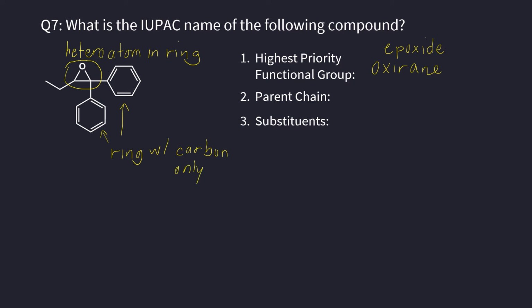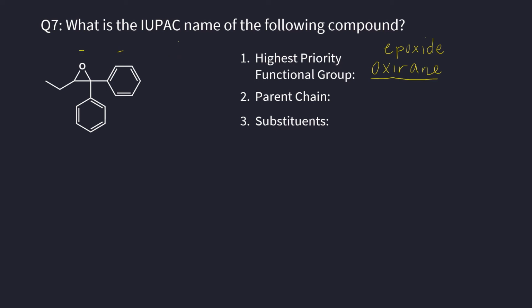In IUPAC, we place special priority on rings that contain heteroatoms, and the parent chain name for this ring is oxirane. This is also known as an epoxide functional group, but the preferred name for it is oxirane. So the next step, we will number the oxirane to assign locants to the substituents. The way oxirane is numbered, the oxygen gets a 1, and the carbons are either 2 or 3.